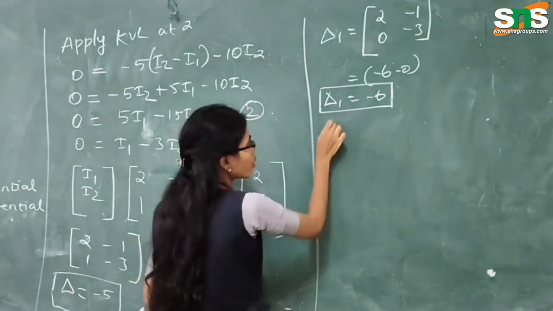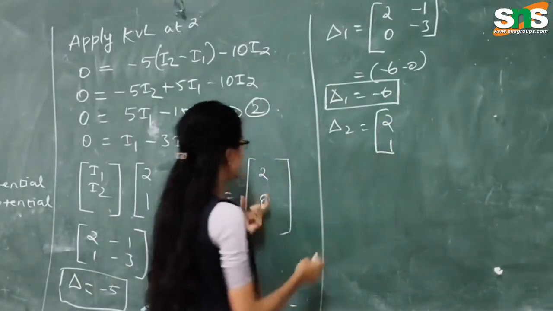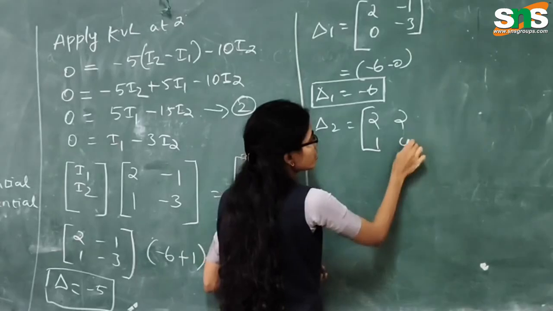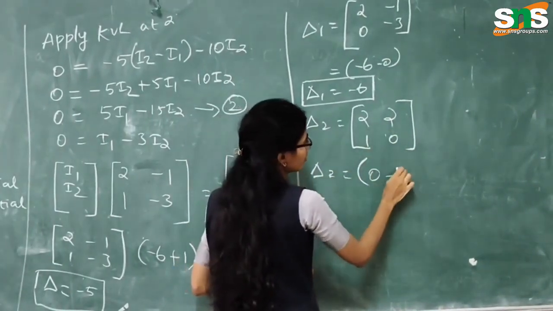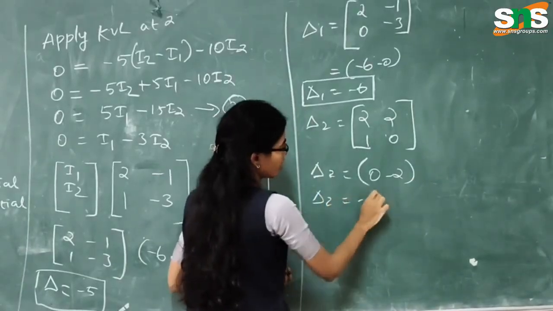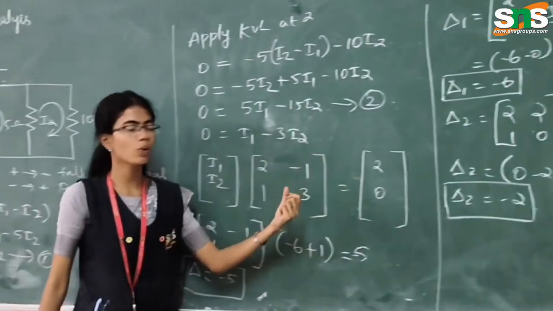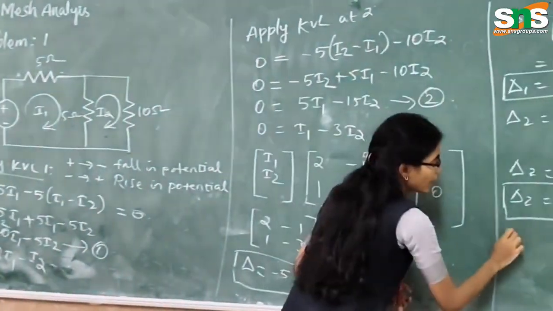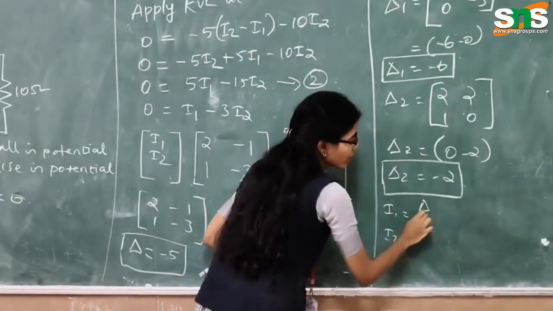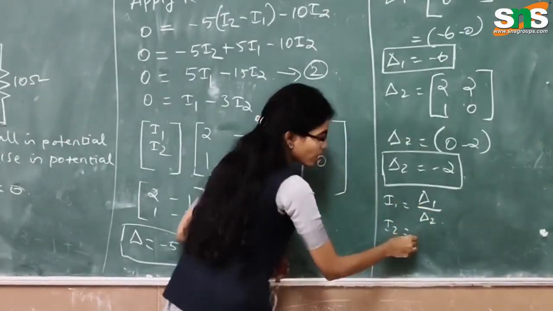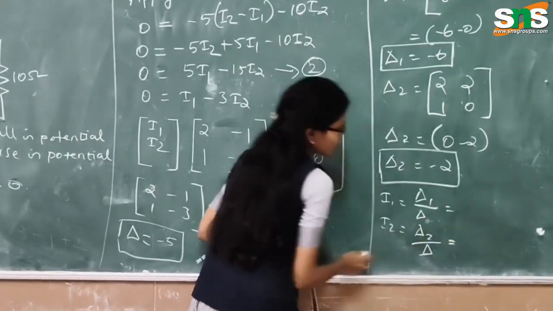Similarly for del 2, we have 2, 1 and the voltage values 2 and 0. So del 2 is minus 2. After finding del, del 1 and del 2, we have to find the I1 and I2 values. Applying Cramer's rule, I1 is equal to del 1 divided by del. For I2 also, del 2 divided by del.